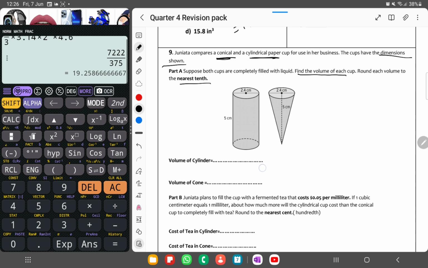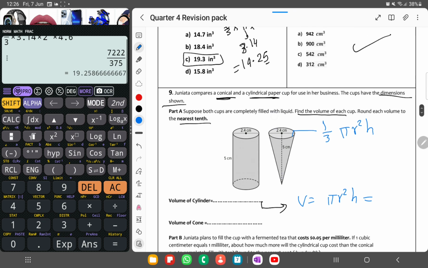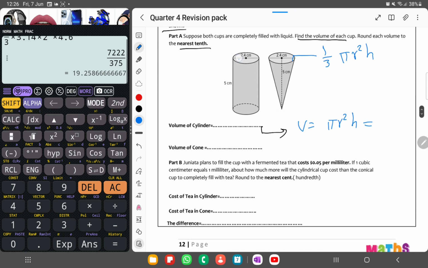Very good. How do you get the volume of the cylinder? Volume is pi r squared h, and the volume of the cone is 1 over 3 pi r squared h. Very good. So let's start with the cylinder. Take care, this is the diameter. The diameter is 2.4. So what would the radius be? Here the radius is 2.4 divided by 2, which is 1.2 centimeters.